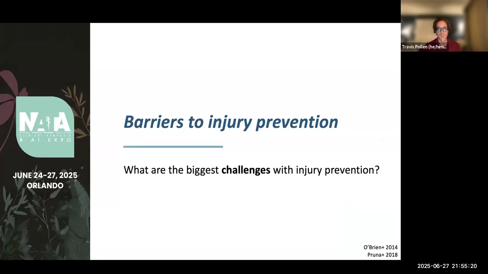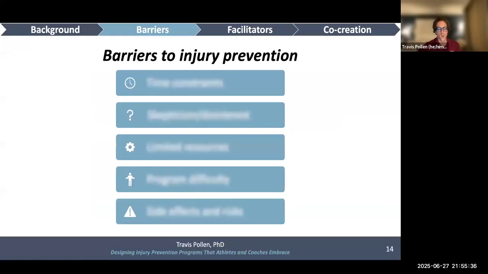So, as I've mentioned, there's this mismatch between research showing that injury prevention programs work and the real world implementation of these programs. To unpack this mismatch, let's start with talking about some of the reasons that injury prevention programs aren't getting done. I've whittled this list down to a top 5, and it should come as no surprise to you that the number one barrier to injury prevention is time.